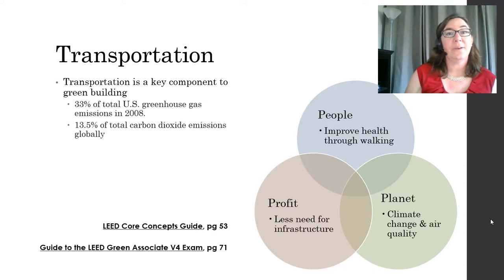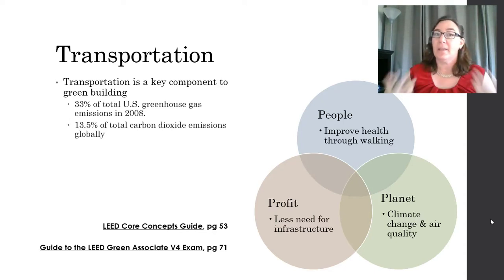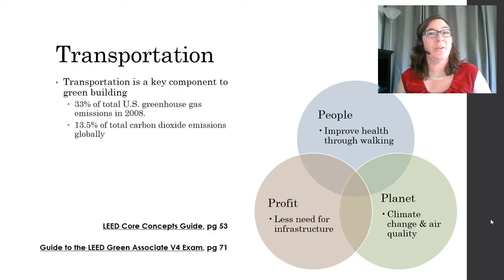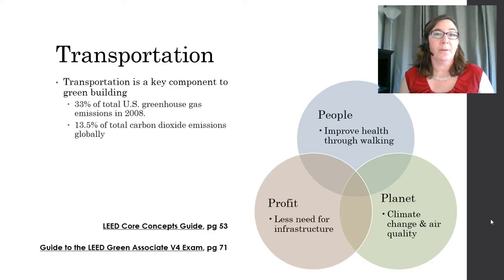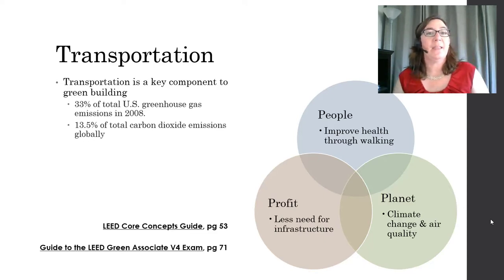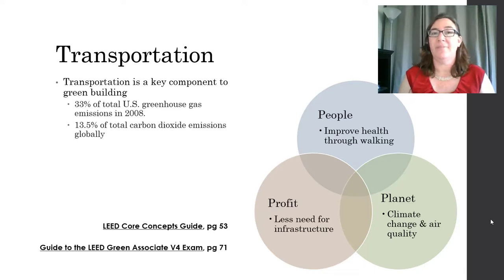So how does reducing the need for transportation affect our triple bottom line? Well, it will improve the health of people through encouraging walking, bicycling, etc. It will improve our planet by affecting climate change and air quality. All right, that's the greenhouse gases we're talking about. And finally, by reducing the need for transportation, we actually reduce the need for infrastructure and save that money there.